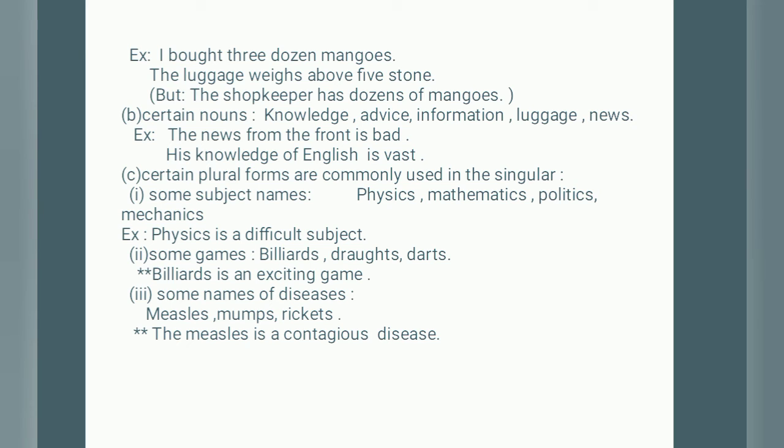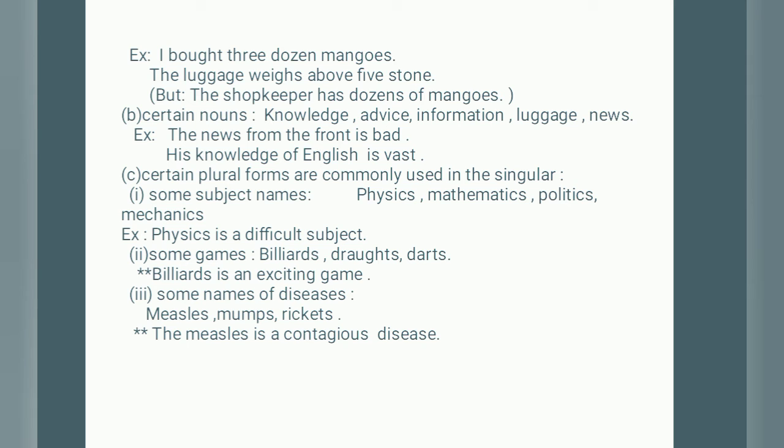But if there is no numerical quantity before these words, it will change its form. Like the shopkeeper has dozens of mangoes. Here, if you notice, before the dozen, we have not used any numerical quantity. That is why dozen becomes dozens in plural form.